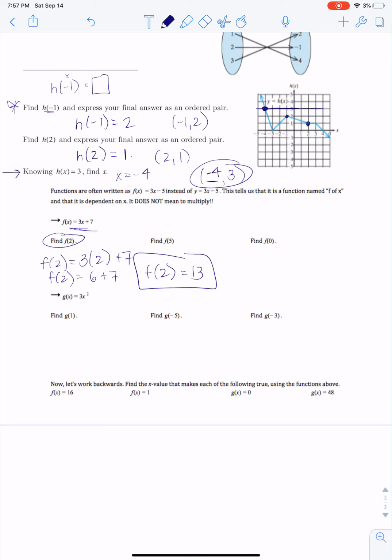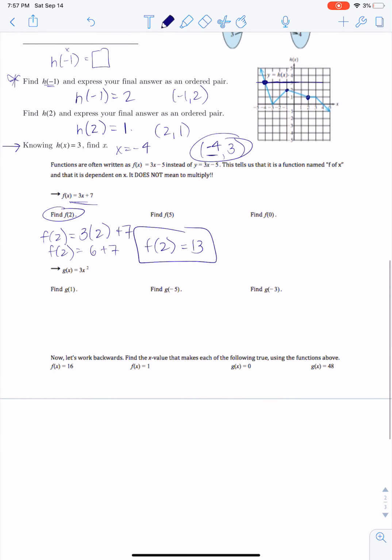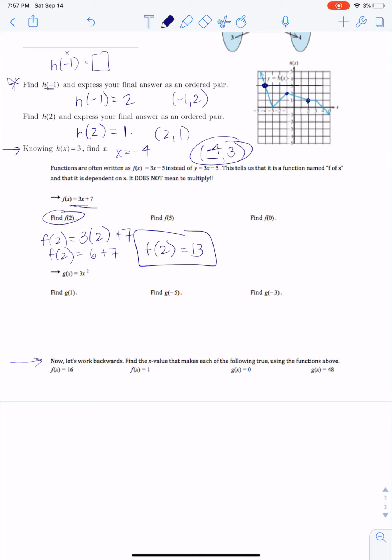Working down here, let's work backwards at this point right here. F of x is equal to 16. Again, this is saying when f of x is equal to 16. So if I have f of x is equal to 3x plus 7, this is saying when f of x is equal to 16, so I'm going to go ahead and substitute in 16 for f of x, and I'll set it equal to my equation, and I'll look for my x value. So this is saying what is x when y is 16, and I can go ahead and solve this.